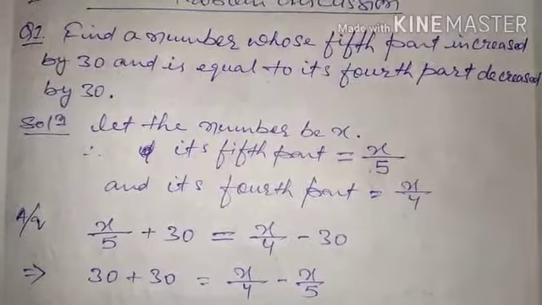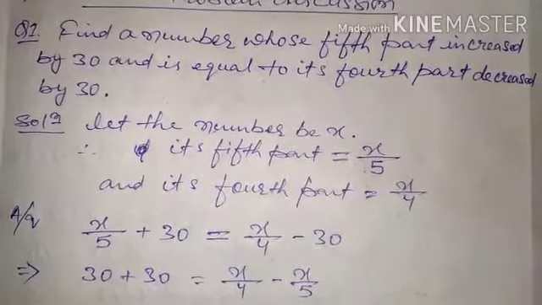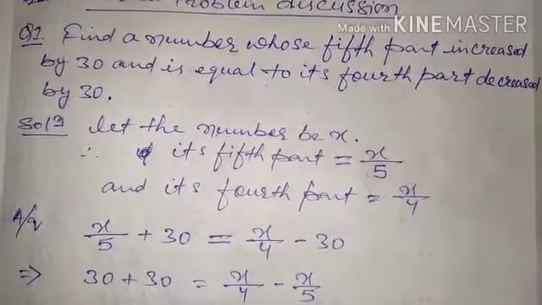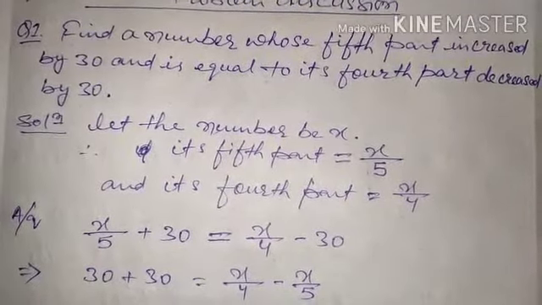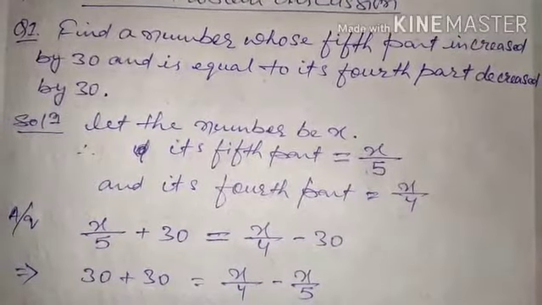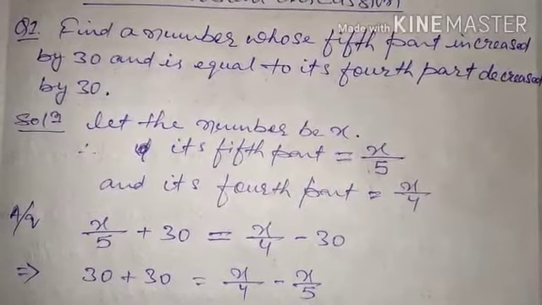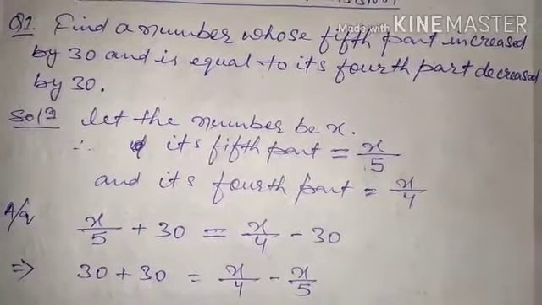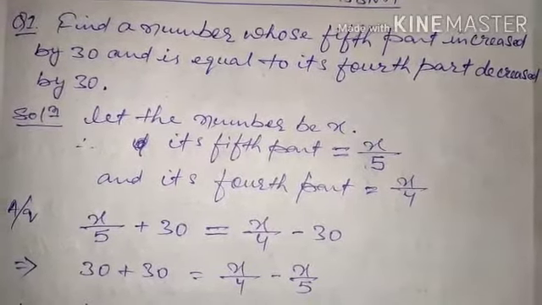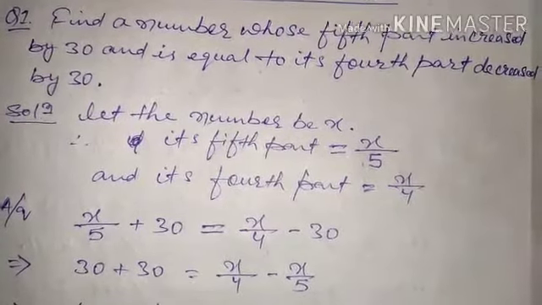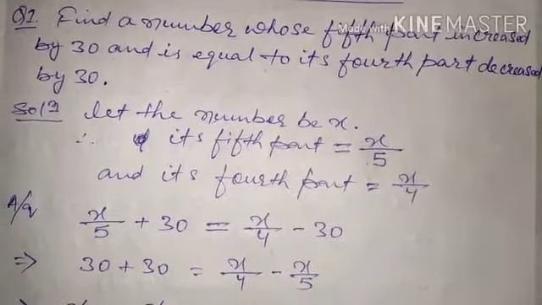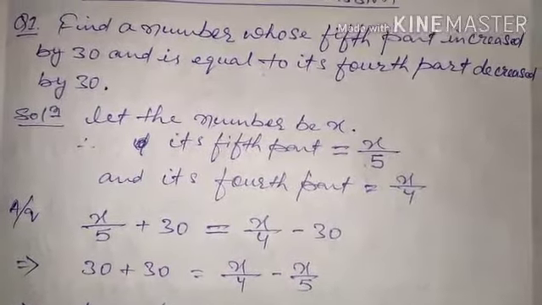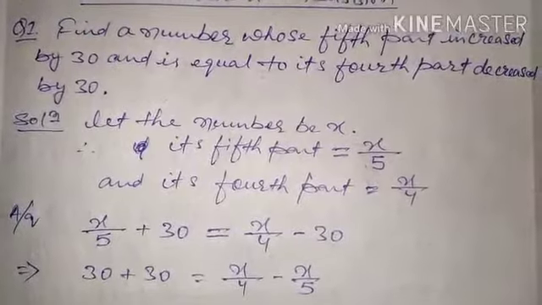The question is very easy, and first of all we need to verify that the question is correct or not. It is asking to find the number whose fifth part increased by 30. So we are adding 30 to the fifth part, and it is equal to its fourth part decreased by 30. Which one is greater, fifth part or fourth part? Obviously the fourth part is greater in comparison to the fifth part.